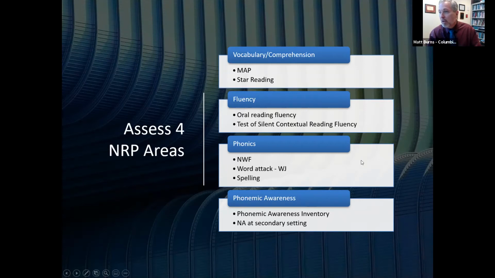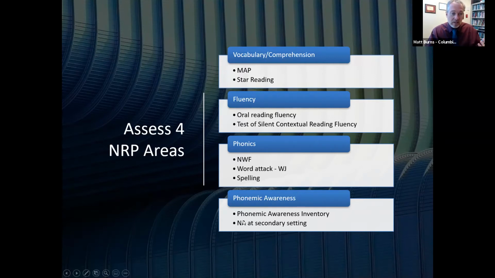Someone just asked about Heggerty. It's a great tool. We'll talk about it in a minute. It's a great tool if used well, but it's not an intervention. It's a supplemental instructional approach. I'll talk about that in just a few minutes, and probably more in the third section.